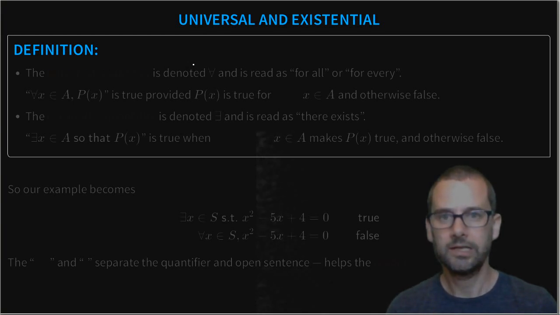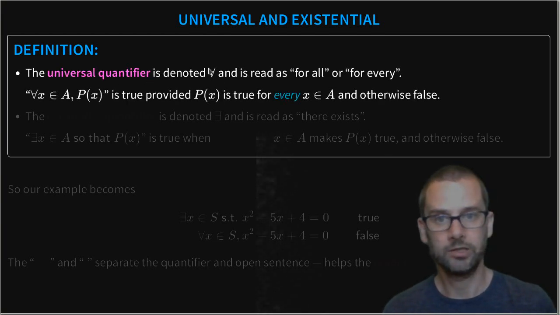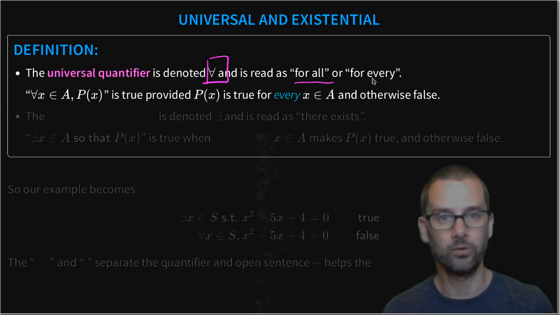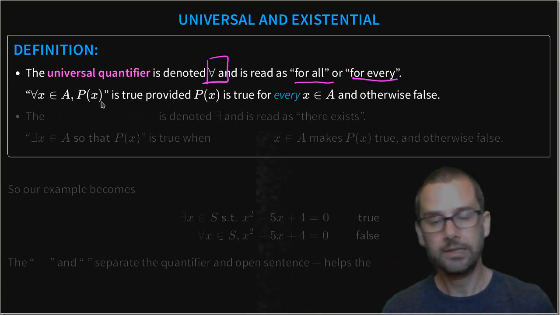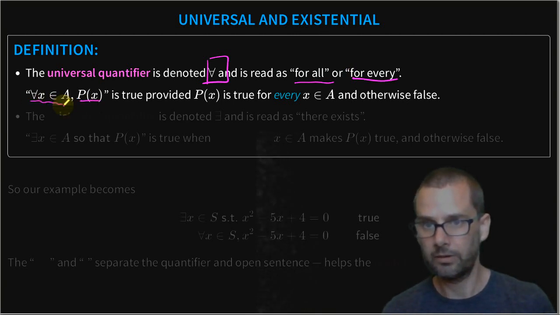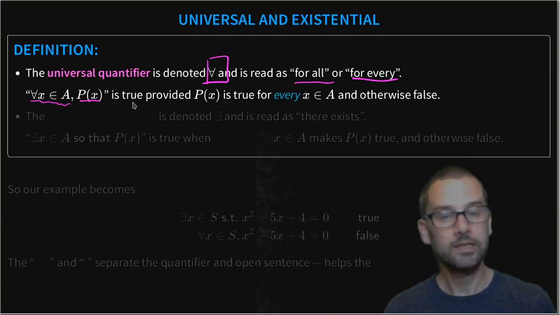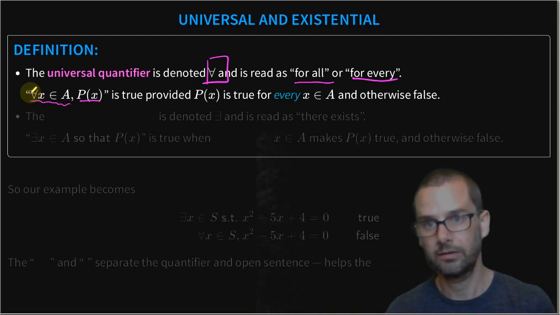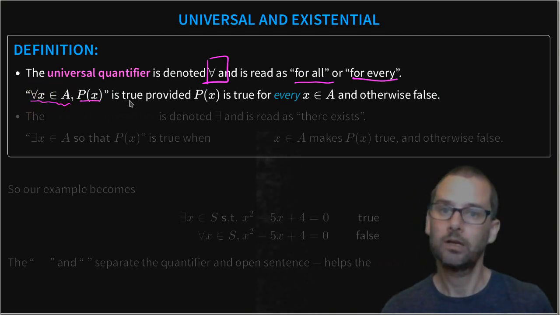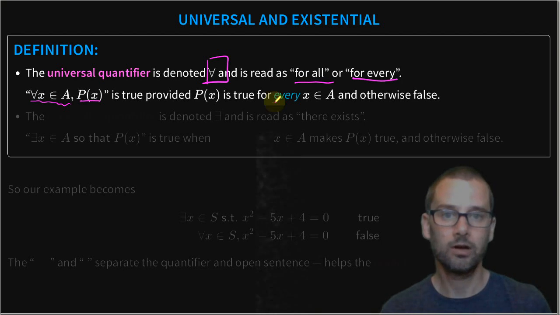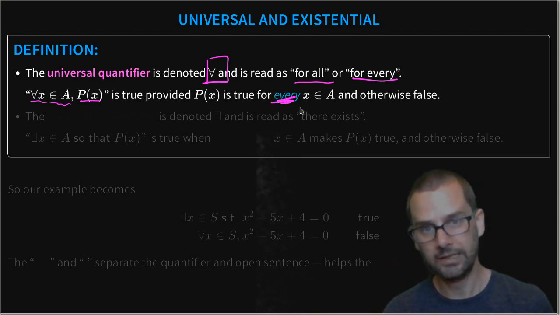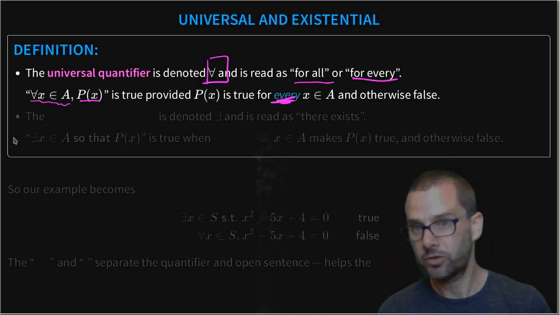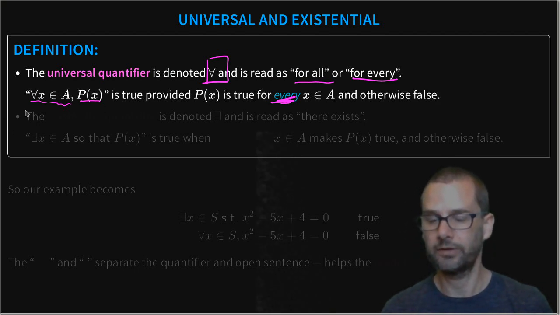In particular, the universal quantifier, which is denoted by this upside down A symbol, is read as for all or for every. And it takes an open sentence p of x: for all x in A, p of x. This is a statement, so it's turned from an open sentence by adding that quantifier. This is true provided p of x is true for every single x we pull out of A, and otherwise it's false. The twin to this is the existential quantifier.